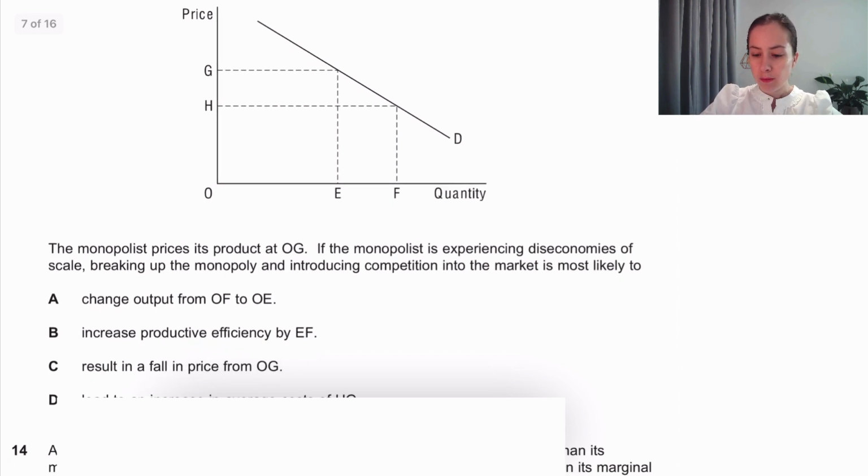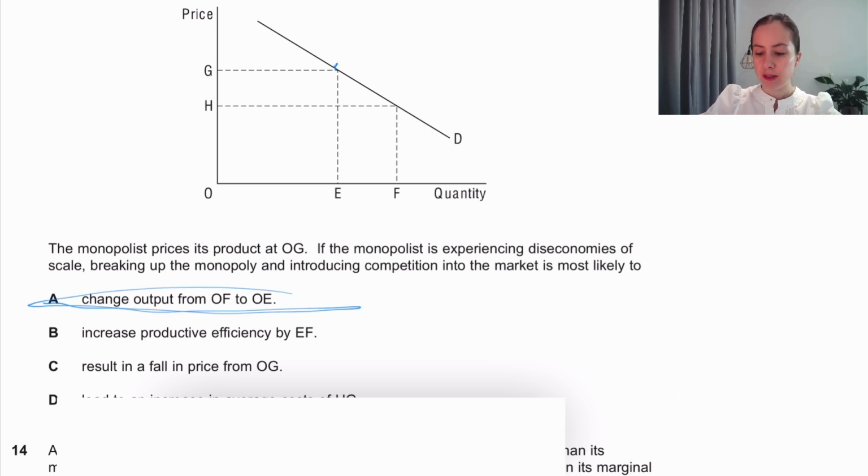Demand curve, prices set here. Breaking up the monopoly, this economies of scale is most likely to, okay, reduce their costs and make the company smaller. Change output from OF? I don't think that's true because the monopoly right now isn't producing there.